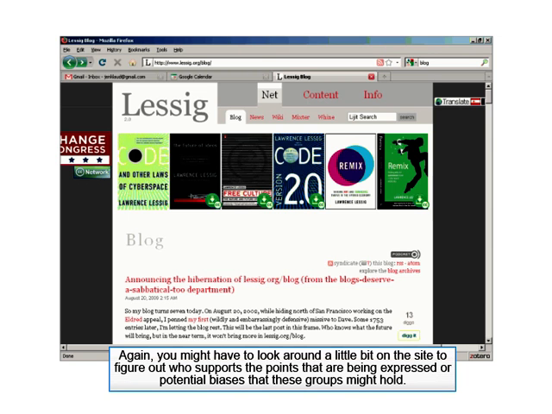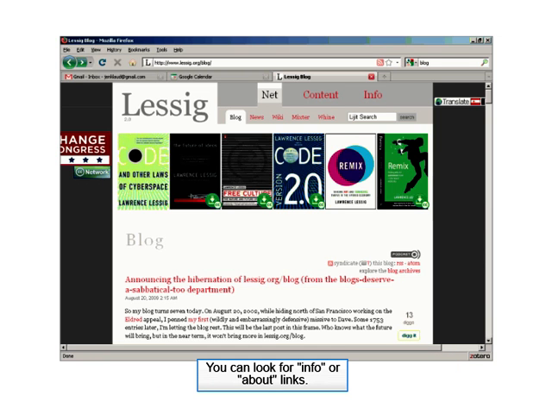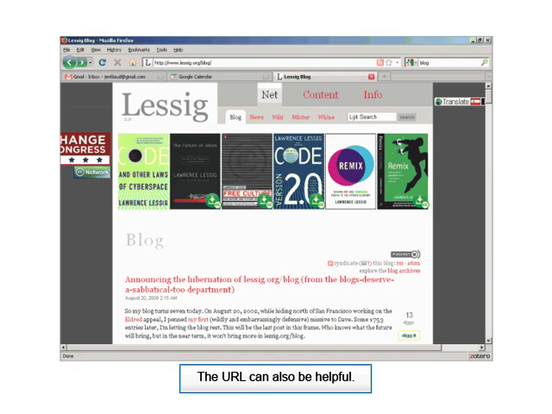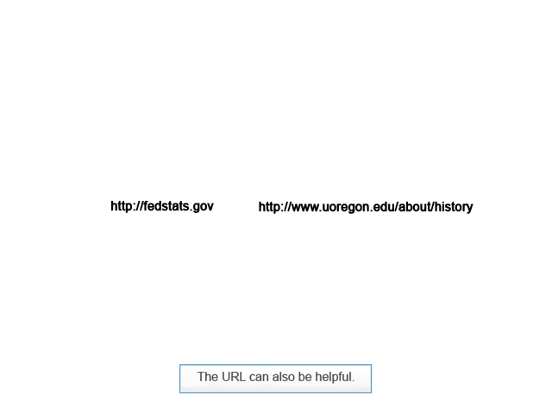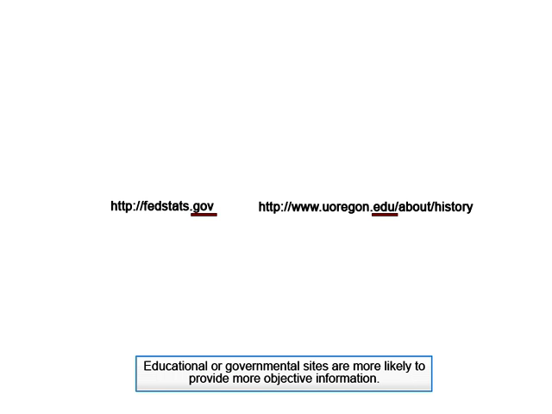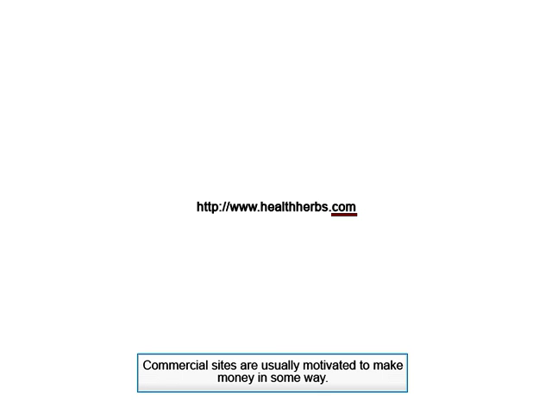Again, you might have to look around a little bit on the site to figure out who supports the points that are being expressed, or potential biases that these groups might hold. You can look for info or about links. The URL can also be helpful. Educational or governmental sites are more likely to provide more objective information. Commercial sites are usually motivated to make money in some way.